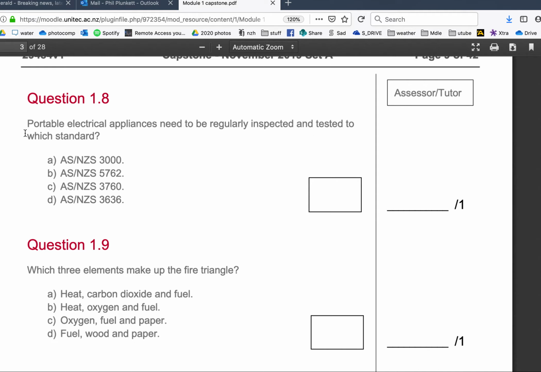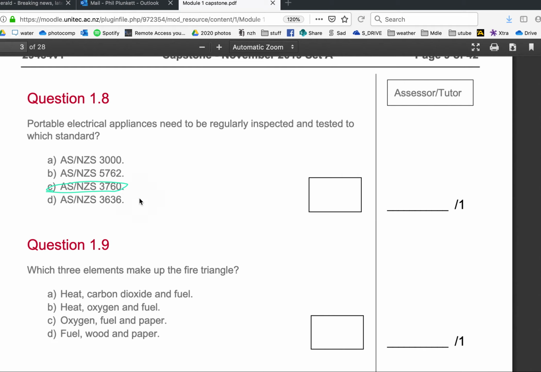Portable electrical appliance inspected and tested. Which standard? Standard is 3760. 3760, okay. 3000 is our wiring rules. 3760 is our testing. Testing of portable appliances.